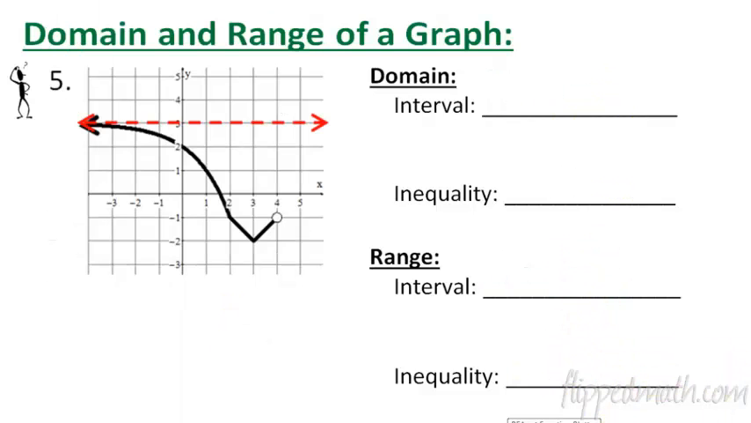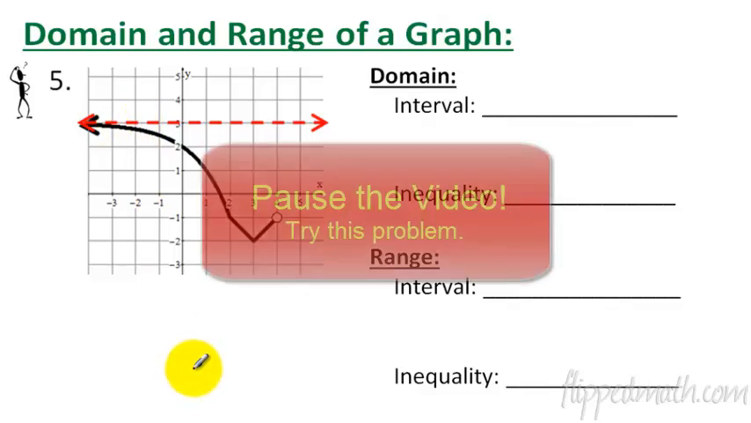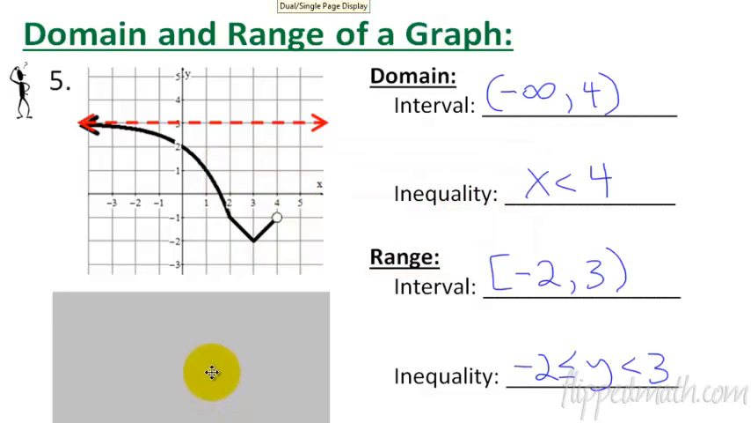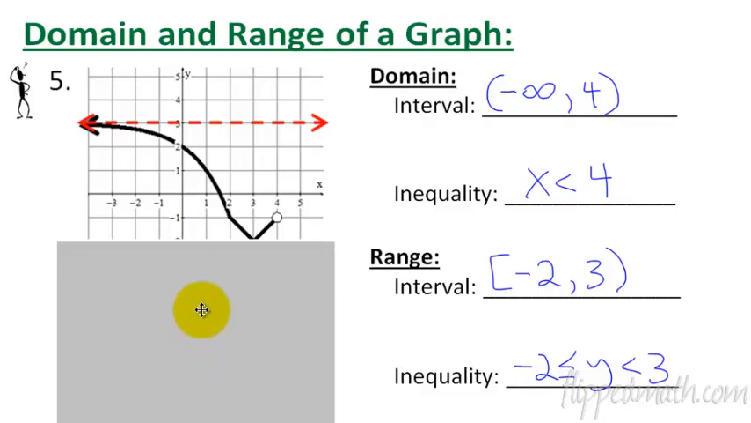Okay, number 5. So let's try number 5 on your own. You're going to pause this video, try this one, see if you can get the same answers as I do. And just so you know, this red dashed line is just an asymptote to help you understand that the line is just going to gradually get closer and closer to that line. It's never actually going to touch it, though, on this example. And there's your answer to number 5. Let me show you how we do this one. It's a little bit more complicated than the ones we had before.